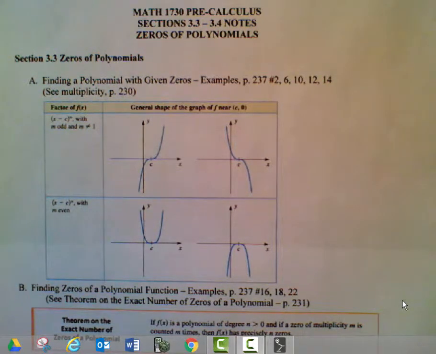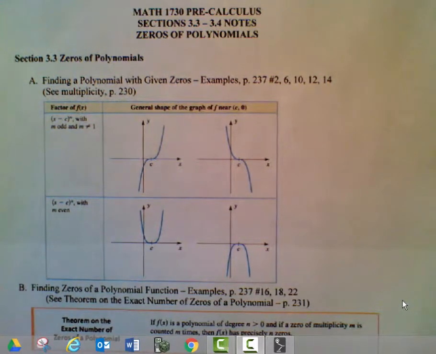So in 3.2, we learned how to use synthetic division to determine if a given number was a zero of a polynomial, or if a given factor was a factor of a polynomial. In section 3.3, we're going to talk a little bit more about zeros of polynomials, and then in 3.4, we will learn how to find zeros of a polynomial even if it's not given to us in factored form. All right, section 3.3, zeros of polynomials.